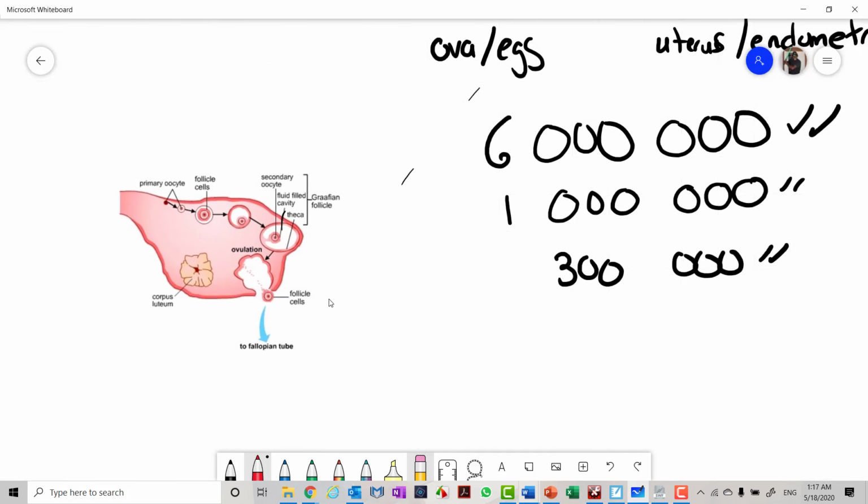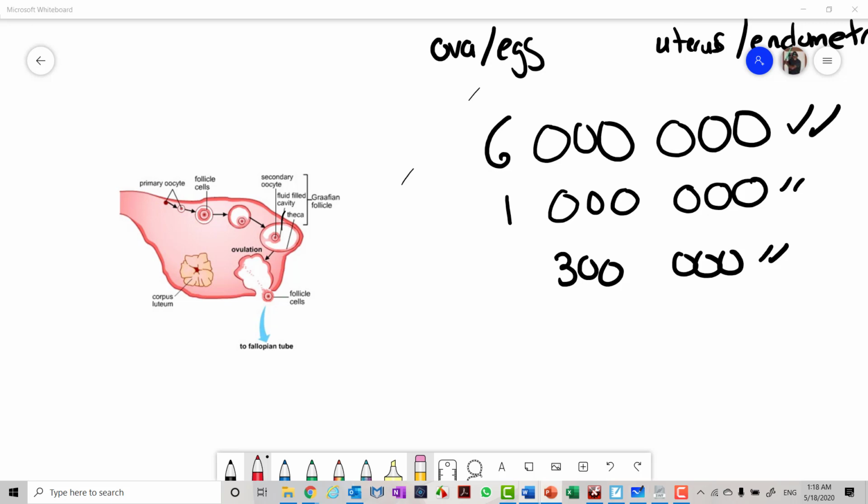And they're all locked in the first meiotic division. So somewhere in prophase, they're frozen. And then at puberty, after you hit puberty, every month from there on, some of the cells, one or more, typically a bunch of them, will undergo meiosis, and off they go.